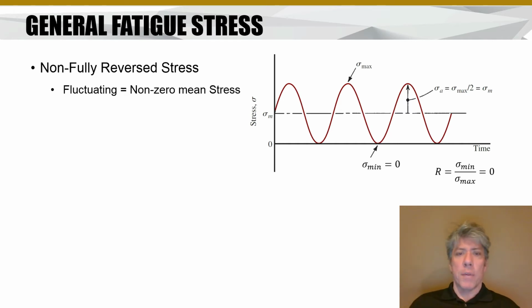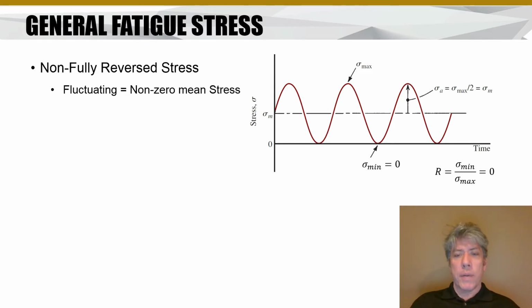Here's our first example of a non-fully reversed stress. You'll notice here that the minimum stress is 0, and the maximum stress is some value. We don't know what it is. This doesn't matter, some positive tensile value. And so we can still define the amplitude as the half height. The stress ratio is still the minimum stress over the maximum stress. Since the minimum stress is 0, well, then that ratio is 0.